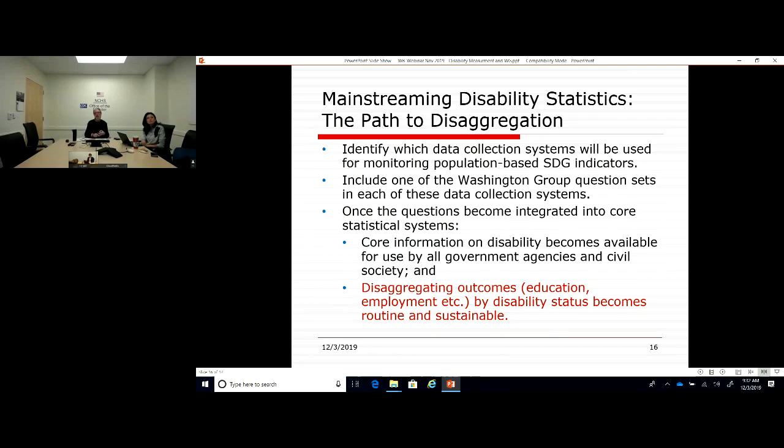It may be the short set, the extended set. There are other sets we have, like the short set enhanced that I didn't talk about, or the child functioning module. If you include those, once those questions become integrated into those core statistical systems, then information on disability becomes routinely available for all government agencies and civil society. And the disaggregation of outcomes like education and employment by disability status becomes routine and sustainable.